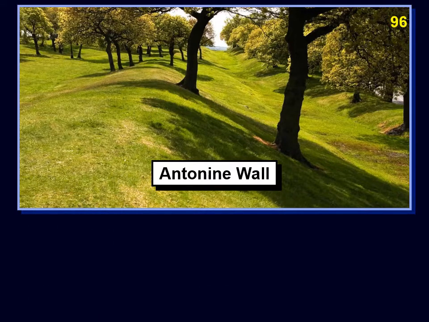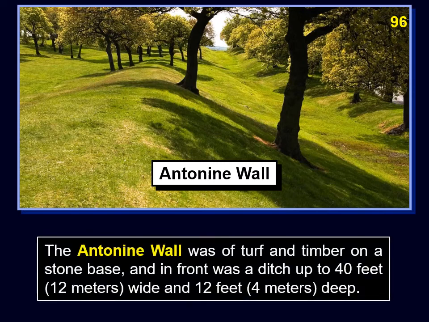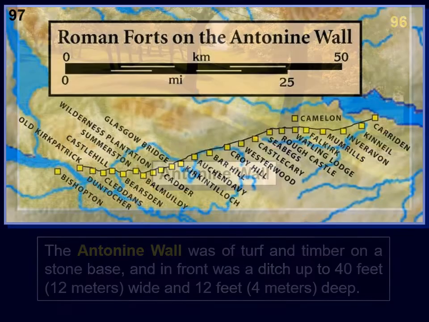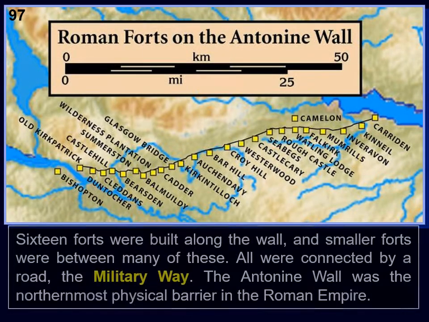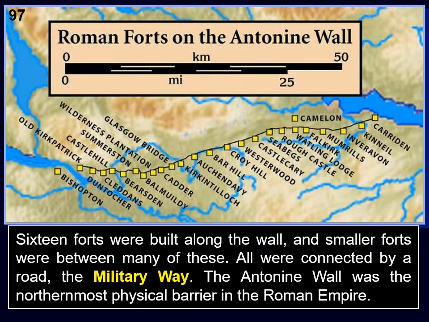The Antonine Wall was of turf and timber on a stone base, and in front was a ditch up to 40 feet, 12 meters, wide and 12 feet, 4 meters, deep. 16 forts were built along the wall, and smaller forts were between many of these. All were connected by a road, the Military Way. The Antonine Wall was the northernmost physical barrier in the Roman Empire.